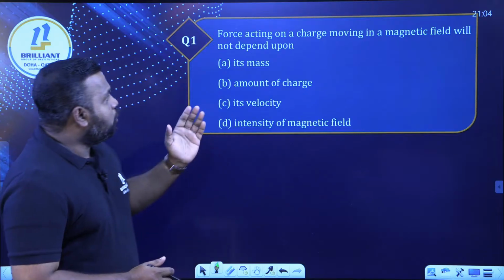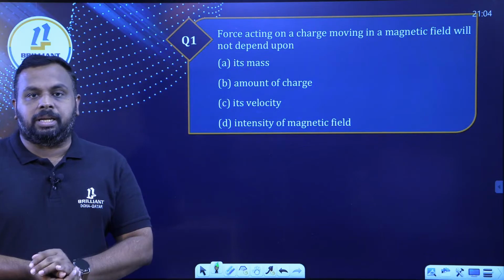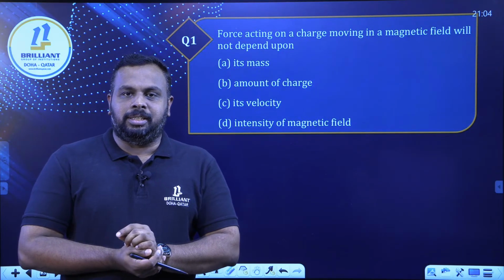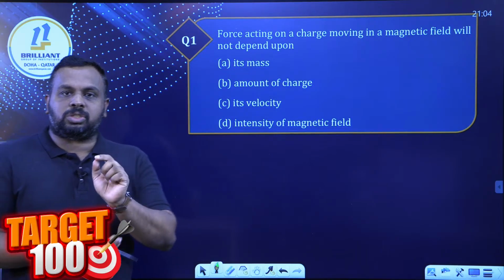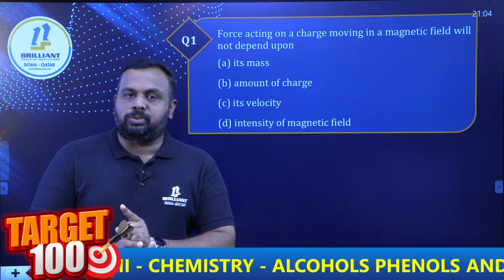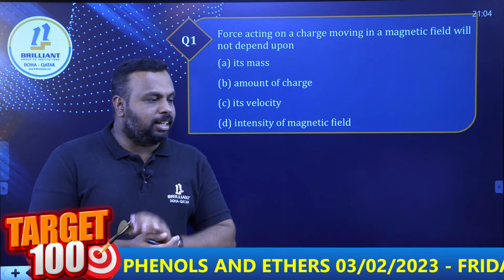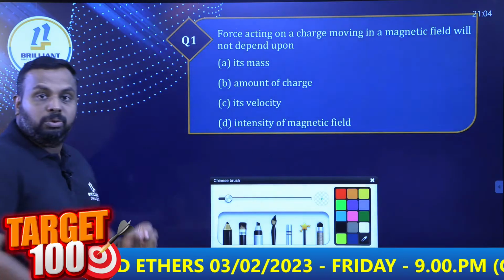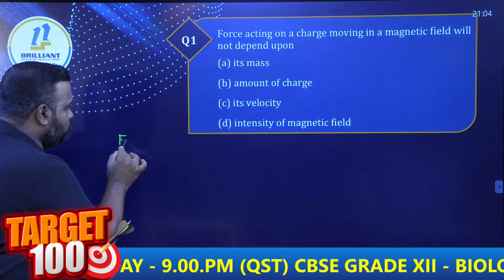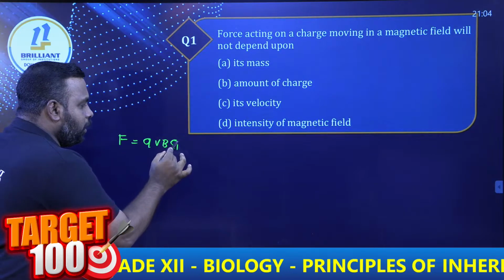Look at this. Force acting on a charge moving in a magnetic field will not depend upon... Force acting on a charge moving in a magnetic field. My dear students, you know that force on a moving charge is based on which topic? It is from the chapter moving charges and magnetism, and force on a moving charge is based on the magnetic Lorentz force. I think all of you know the formula for magnetic Lorentz force. F is equal to, what is it? F is equal to QVB sine theta.